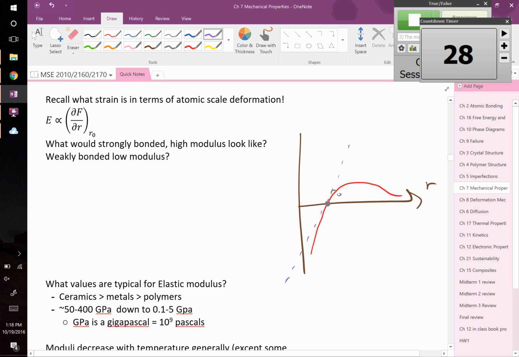At that point, the slope of that line, right? Remember, this is force against separation distance. So the higher the slope of that line, the more force you have to apply to get a very small change, right? So that's a stiffer material. That's like a ceramic. And if it's a polymer, then it would have a way lower slope, because the same force would produce much more change in the x-axis.